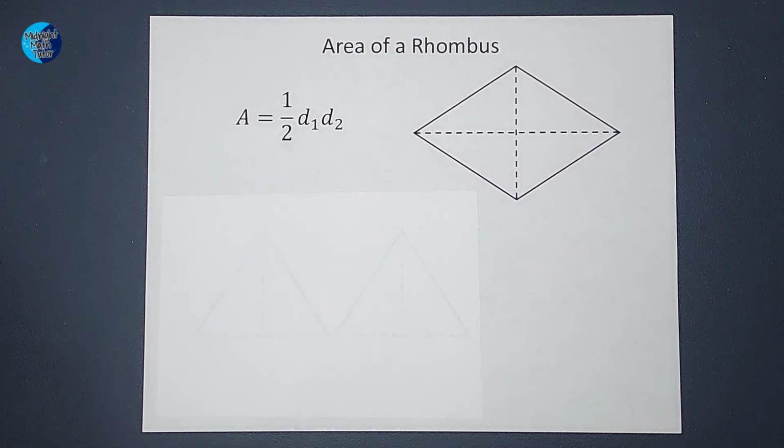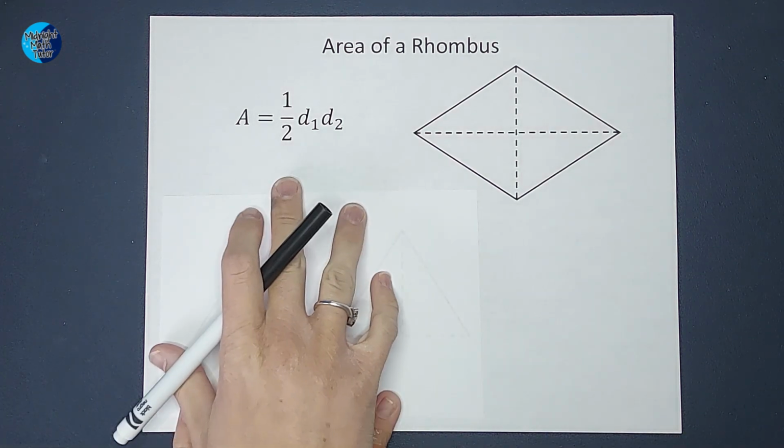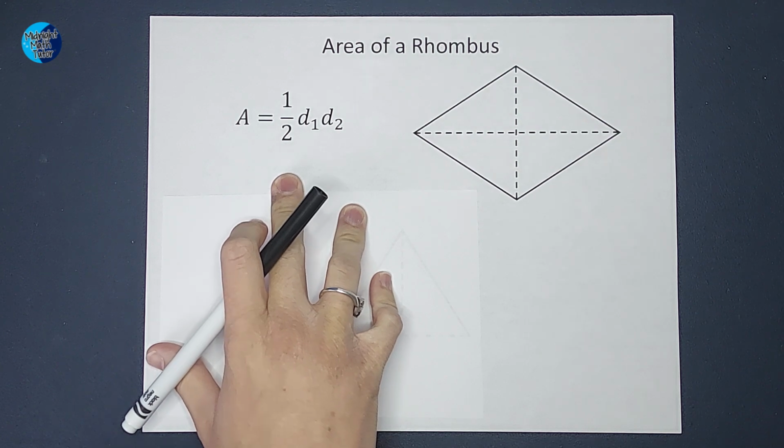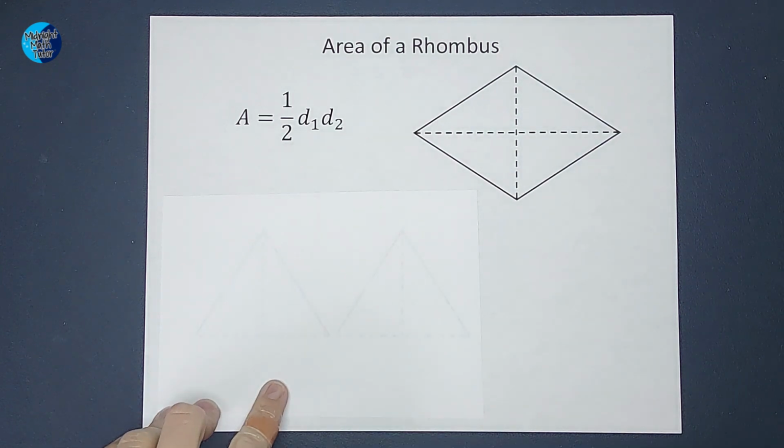Hey you guys, these are some of my favorite videos when we talk about why things are the way that they are in math. So in this video, we are going to talk about why the area of a rhombus is 1/2 times the first diagonal times the second diagonal.